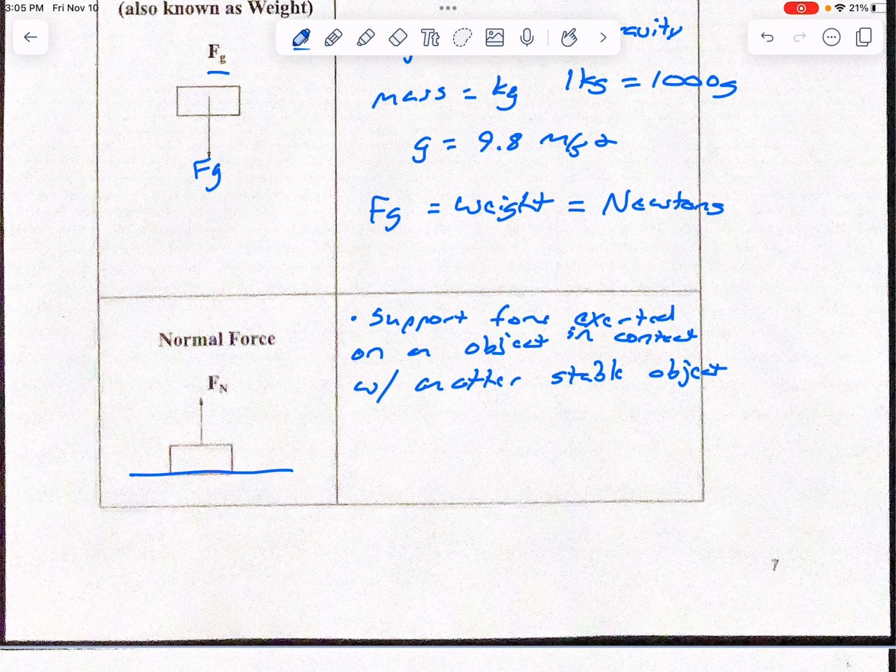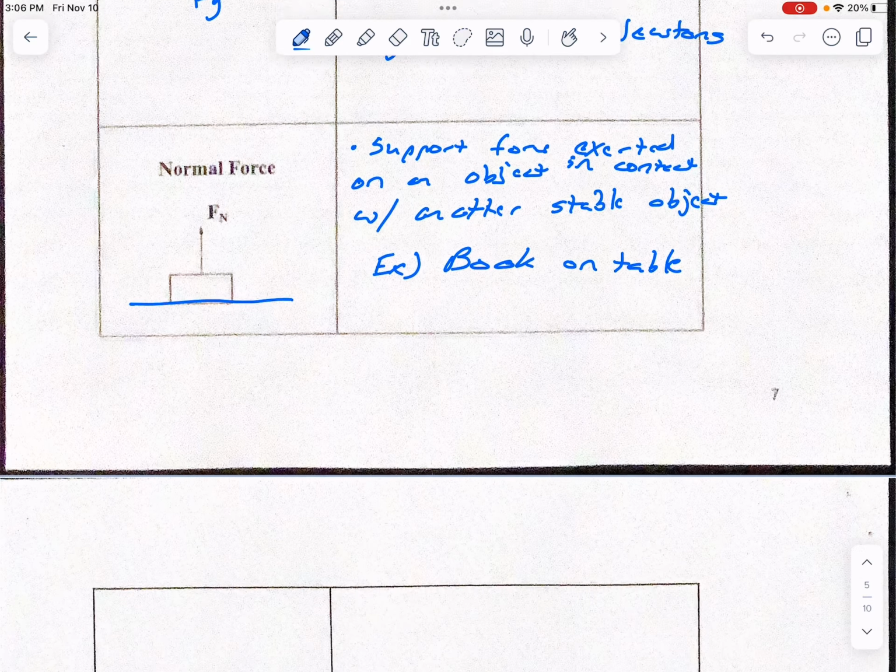So normal force won't always be there. If you have something that's falling in the air, there's no other surface in contact with it, so normal force wouldn't be there. Normal force is only there if there's another surface pushing back. Your example would be a book on a table. The book is pushing down on the table because of the force of gravity, and that table is pushing back with a normal force to basically support that book.